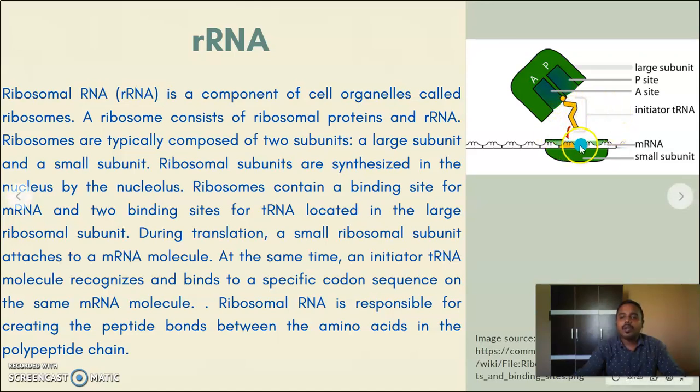So what is a codon? A codon is nothing but a triplet of nucleotides, for example, A, T, G. So if there are 3 nucleotides, it is called a codon.